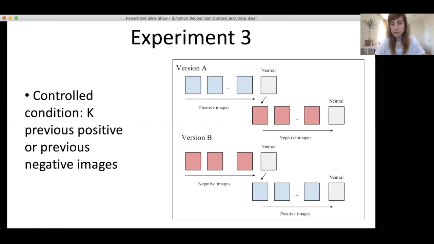The annotators see a neutral image right after seeing K positive images, and then they see the neutral image and they see K negative images and the neutral image. We have version A and B, which means switching the positive and the negative. So the first neutral image in version A is seen after seeing positive images, while the first neutral image in version B is the same as in version A, but annotators see it after negative images.